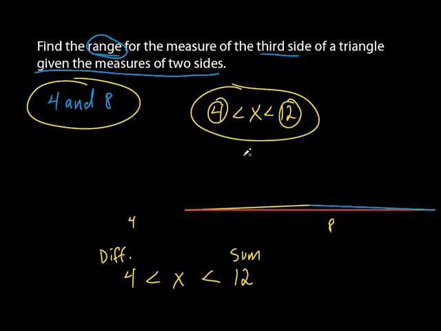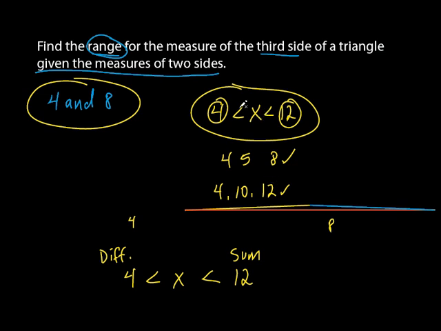I could have picked 5. Would 5 work? Sure it would, because look, 4, 5, and 8. 4 plus 5 is 9, and 9's bigger than 8. Yep, that works. Try another number between 4 and 12. I don't know, 10. All right, does 10 work? Well, 4 and 10 and 12. Can I make a triangle out of that? Sure, take the two shorter ones. 4 and 10, that's 14. Is 14 bigger than 12? Yep. You can pick any number in between those two, and it'll work.